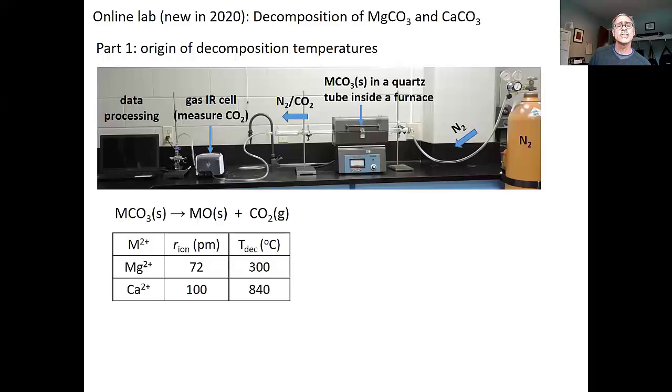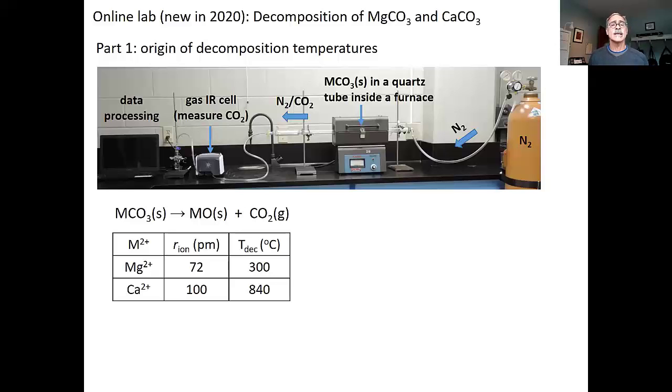I wanted to just showcase one of our new labs. We had a chance to run this lab once before COVID, and then we modified the lab in order to run it under the COVID conditions. This particular lab is looking at the decomposition of alkaline earth carbonates. So effectively, we have magnesium or calcium carbonate. When you heat it up, you get the oxide plus CO2 gas.